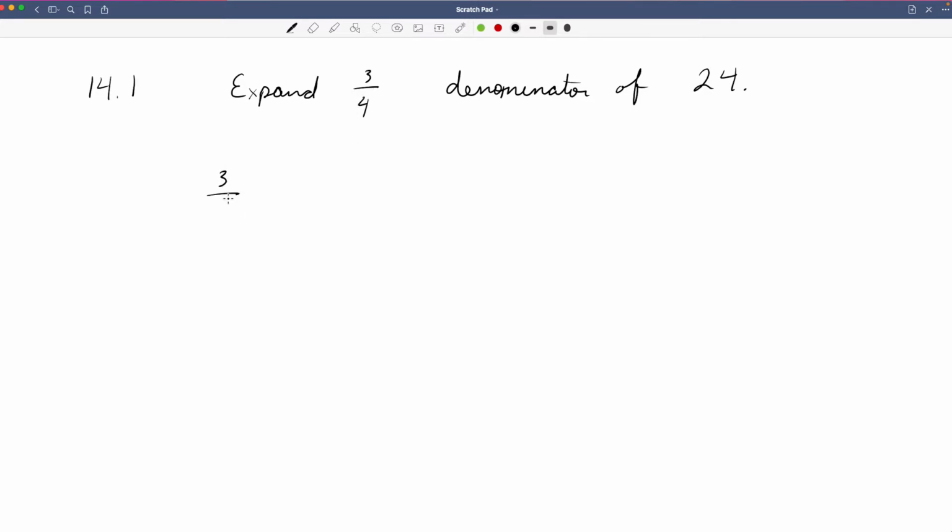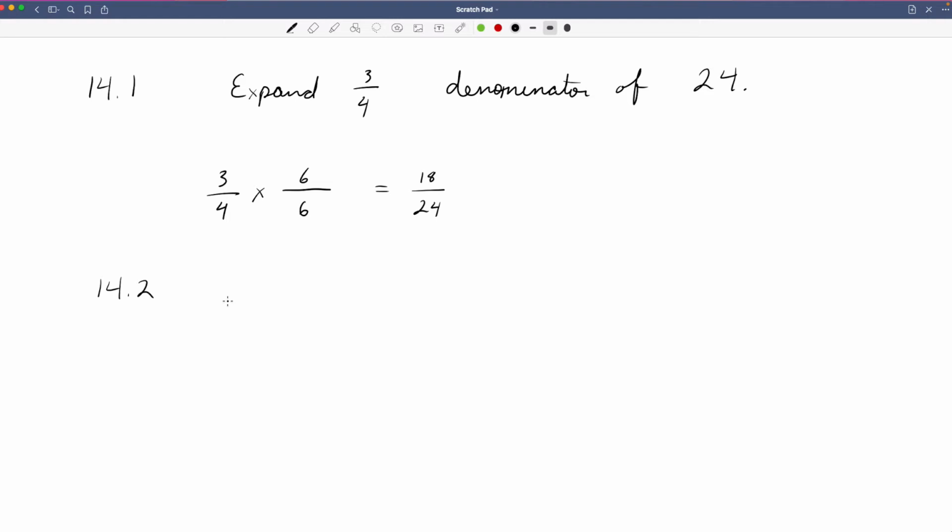Because we're going to have to say 3 over 4 times the same number here in order to get a denominator of 24. So I know that 6 times 4 is 24, so I'm going to multiply the top and the bottom by 6. So 3 times 6 is 18, and 4 times 6 is 24. So this is the same value as 3/4 because we ultimately multiplied by 1. We just broke it into more parts. Okay, that's pretty straightforward and easy. You guys are going to be able to do these in your sleep.